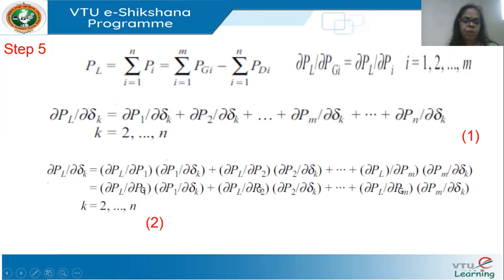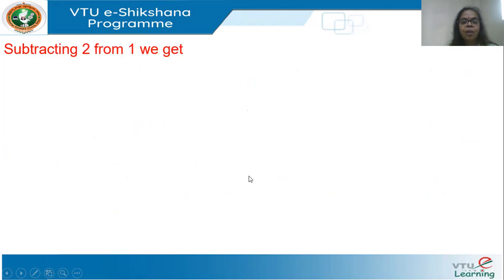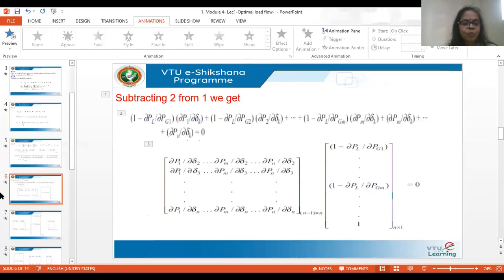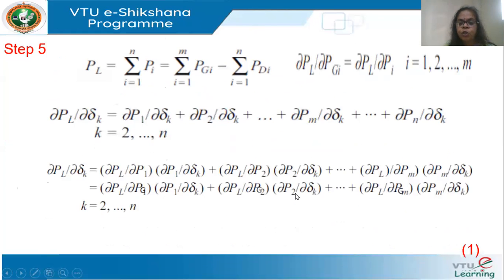I'm going to do a little bit of manipulation. That's why I've given you the numbers. Now I can write this equation as follows. If I subtract 2 from 1, what do I get? On the left hand side, I get a 0, right? Because both are dou PL by dou delta k. Now, if I subtract this from this, I get dou P1 by dou delta k as common. I'm going to subtract 2 from 1, so it is 1 minus dou PL by dou P1.